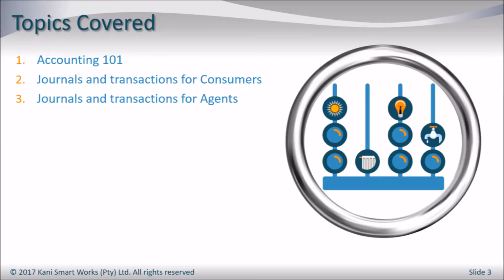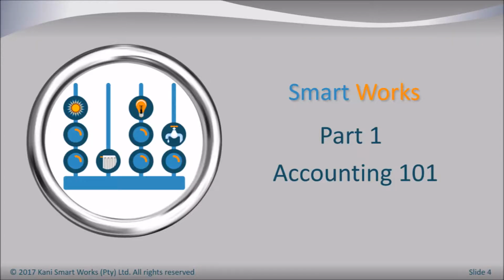The topics covered are Accounting 101, or Accounting for Dummies Like Me, Journals on Transactions for Consumers, and Journals on Transactions for Agents. Moving to Part 1, Accounting 101.